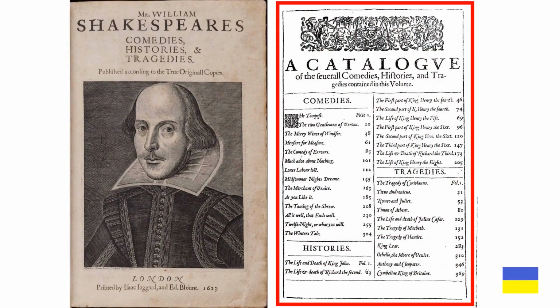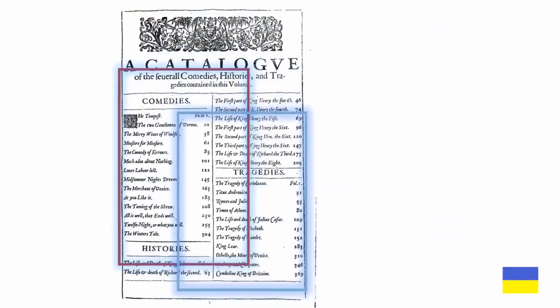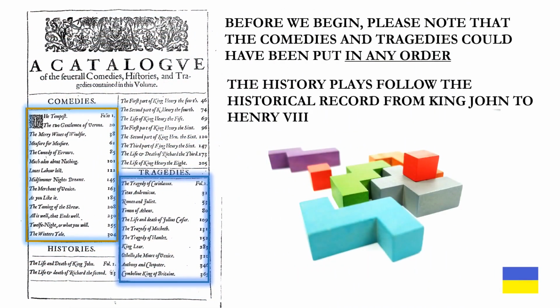We're going to be looking mostly at the Catalogue of Plays, which lists all of the plays in the First Folio. Before we begin, please note that the comedies and tragedies could have been put in any order. The history plays follow the historical record from King John to Henry VIII.